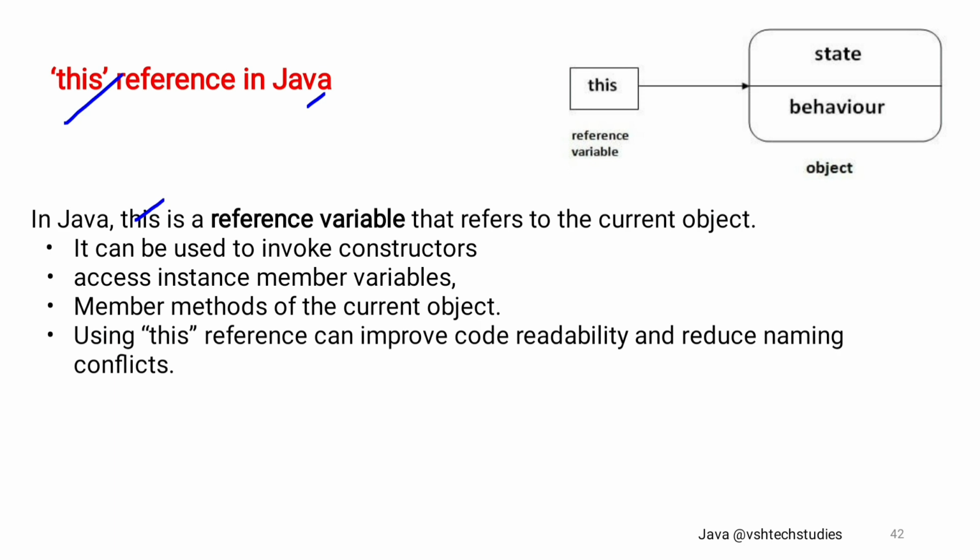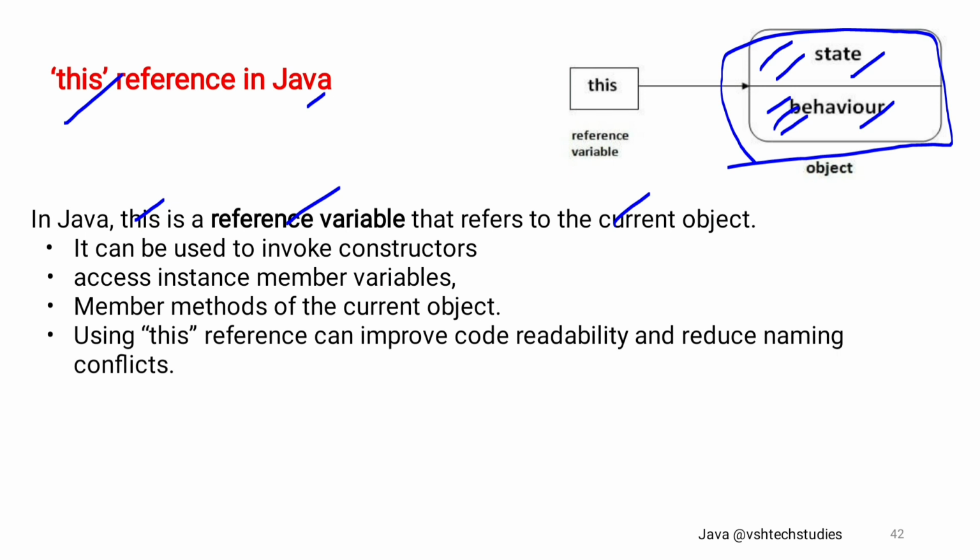In Java, this is a reference variable that refers to the current object. Whenever an object is created, memory space is allocated for its data fields, which is known as the state of the object, and methods that show the behavior of the object. In memory where it is created, that address will be stored in this variable. Hence, this is called a reference variable. It refers means it stores the address of the current object. That is its meaning.